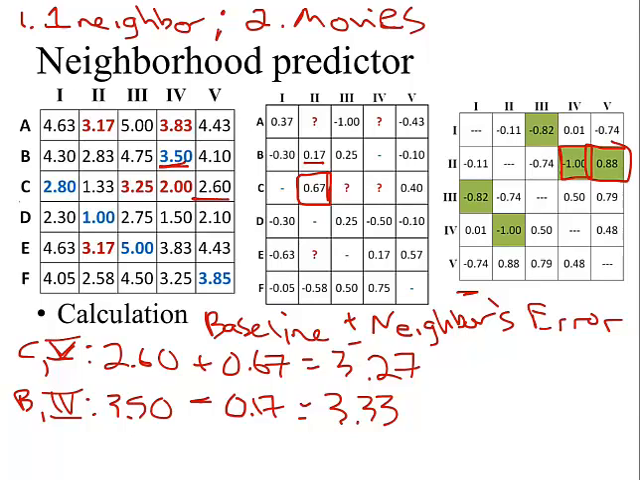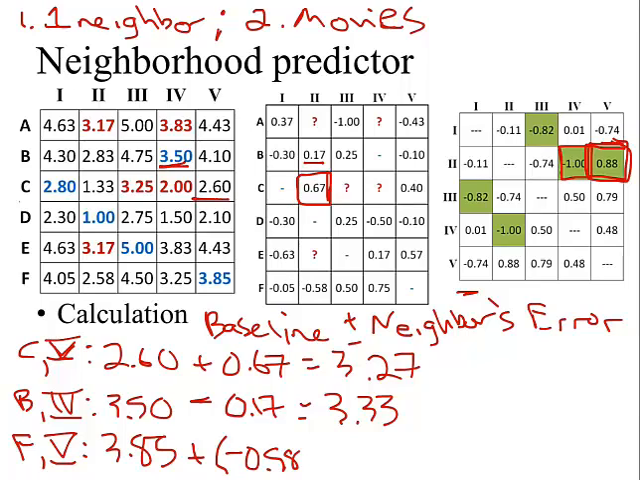And we can take one other example. We take user F's rating of movie 5. When we take F's rating of movie 5, we see that the baseline prediction was 3.85. And then when we look at movie 5, 5's nearest neighbor is 2 again. And for F's rating of movie 2, we had an error of negative 0.58, so we're going to add this negative error because the baseline predictor was too high here, so we're subtracting out 0.58. That's going to give us 3.27 as well.